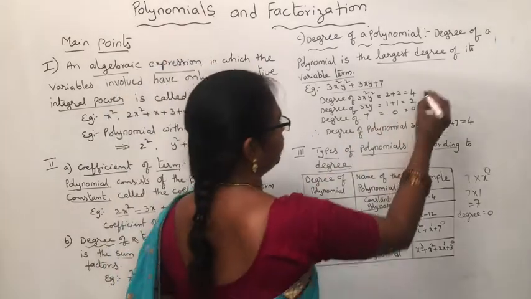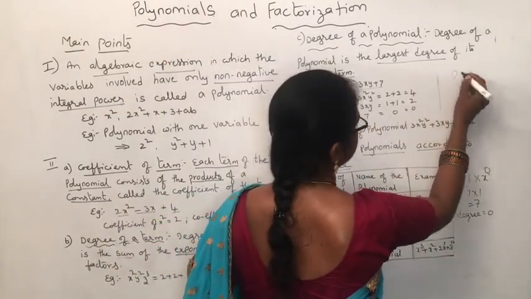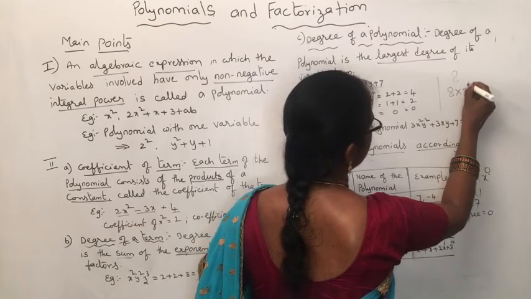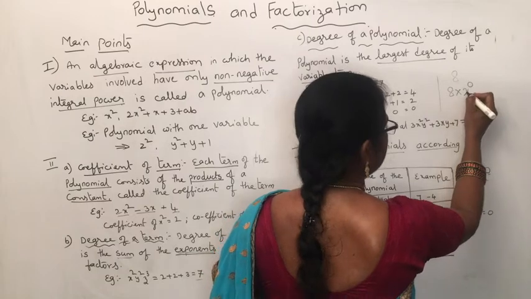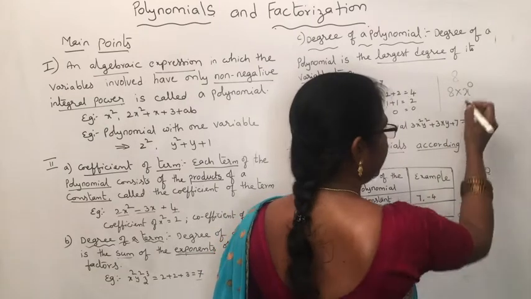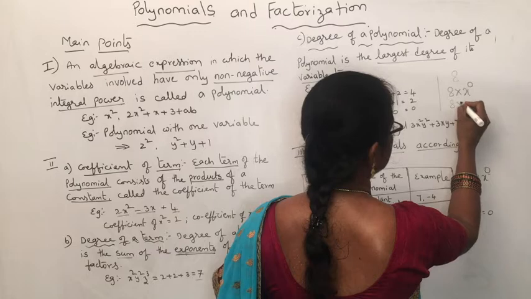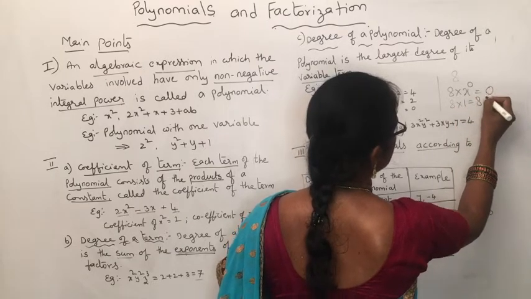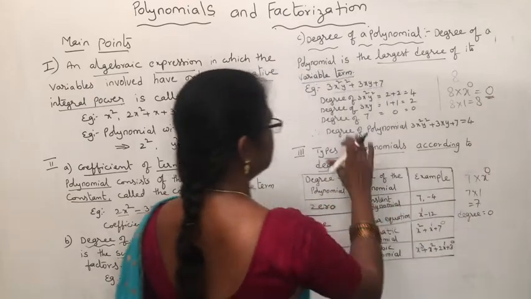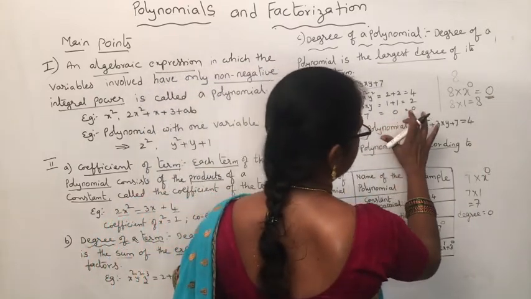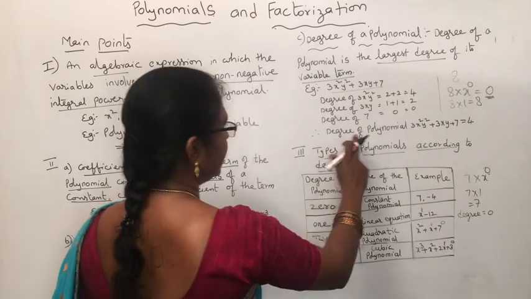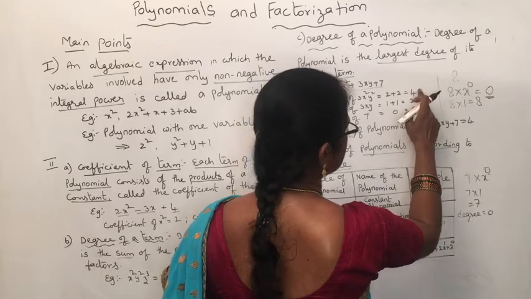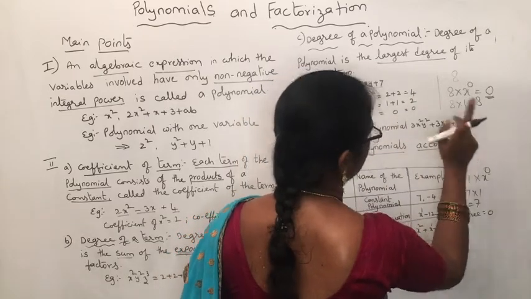Why do we write the degree of a constant as 0? The degree of a constant is always 0. For example, 8. We can write 8 as 8 into x to the power of 0, because anything to the power of 0 is equal to 1, so it is equal to 8. Then what is the degree? 0. Like that, every constant's degree is 0. Now the degree of the polynomial: 4, 2, 0 we got. In that, what is the largest? 4. So the degree of the polynomial is 4.